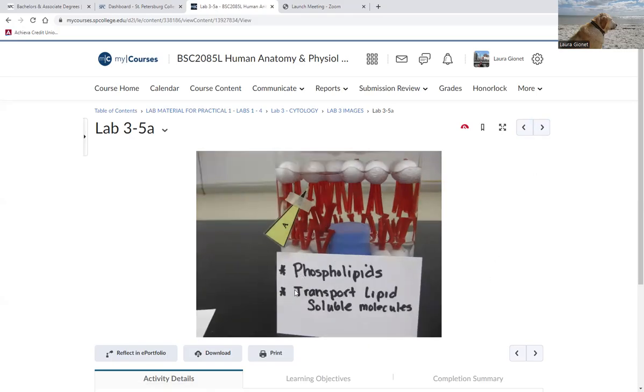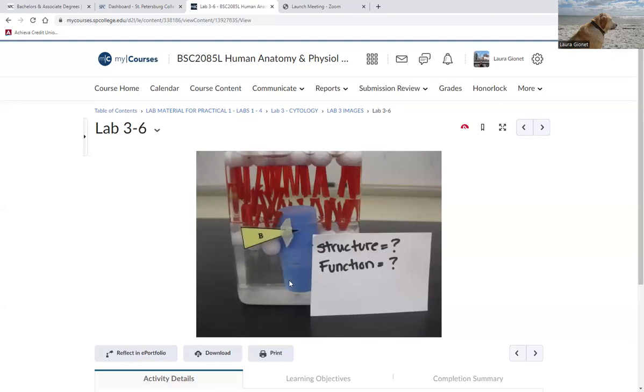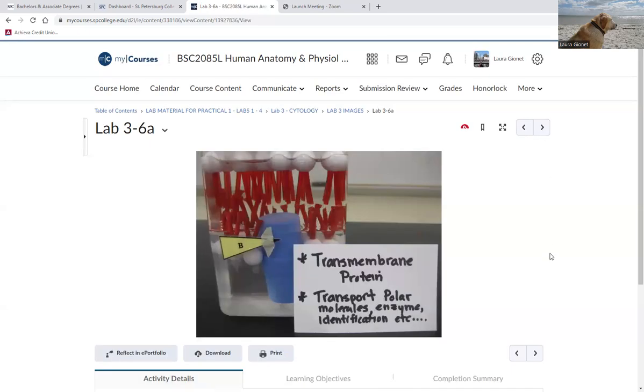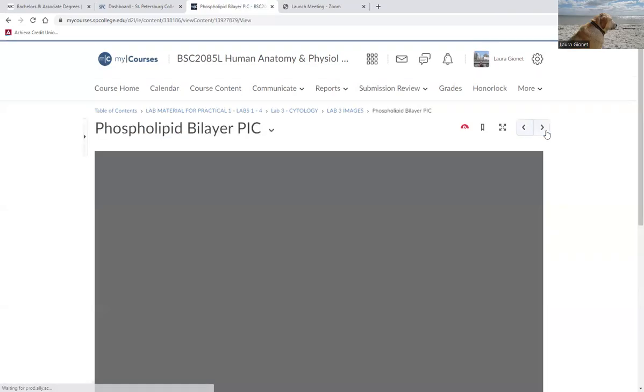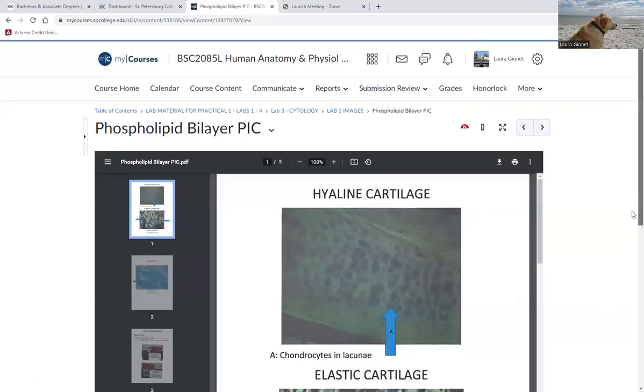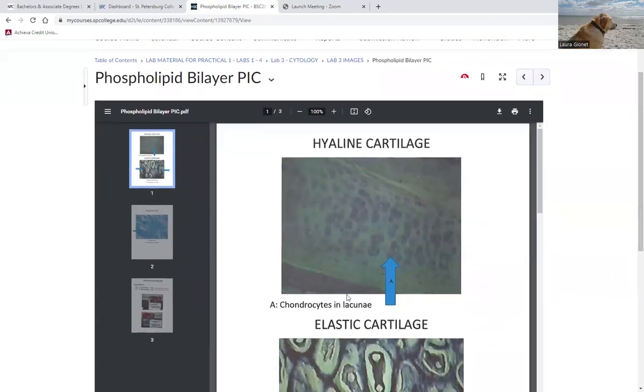Okay, here the phosphate transport lipid soluble molecules. They're pointing to the fatty acid tails anyway. Don't worry about it. It's supposed to be like a transport molecule, a protein. I don't ask about it. I think the phospholipid bilayer is just enough. So don't worry about the transmembrane protein.